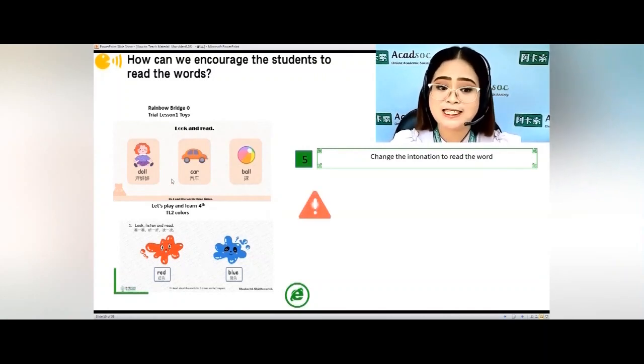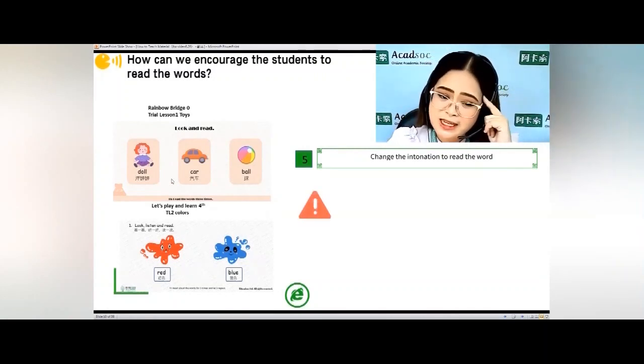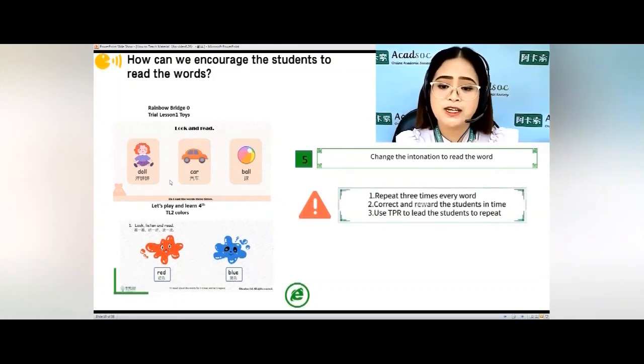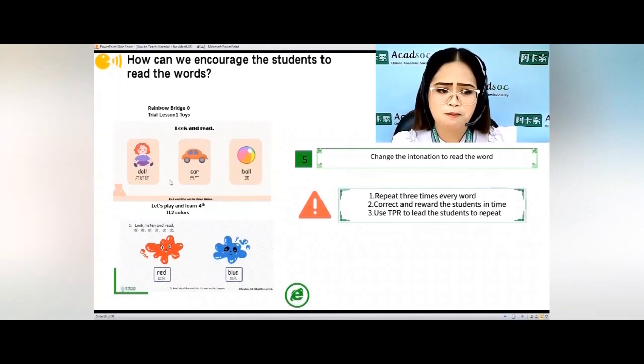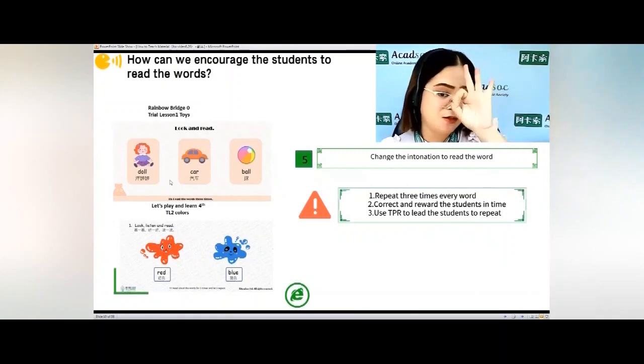Now, we've got here something that we really need to remember. Repeat the word 3 times for every word, because repeating too much would somehow make them feel frustrated. Teacher, I keep on saying the word. So the student might feel like, oh, I'm not learning, and I feel sad about it. So we would need to only repeat it 3 times.